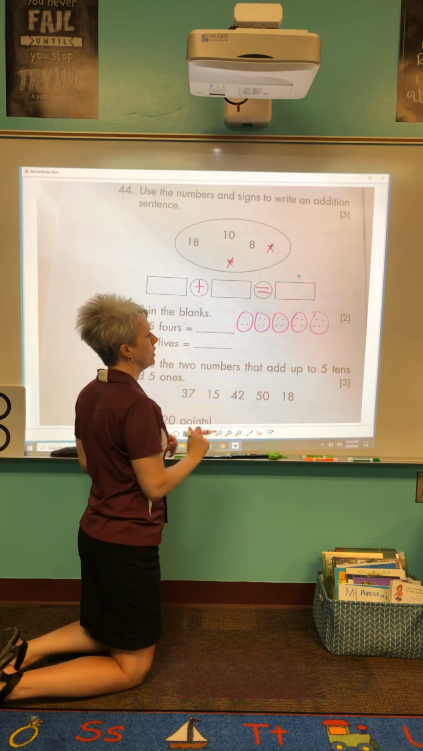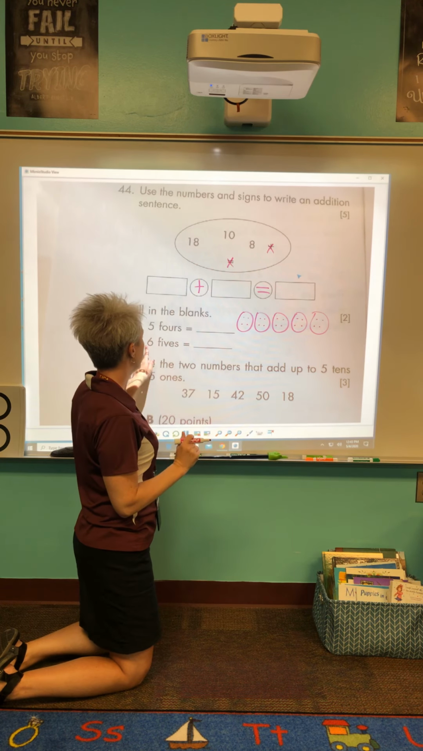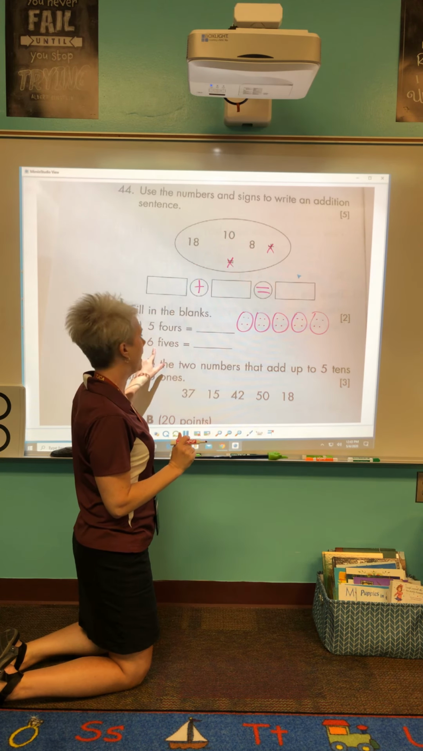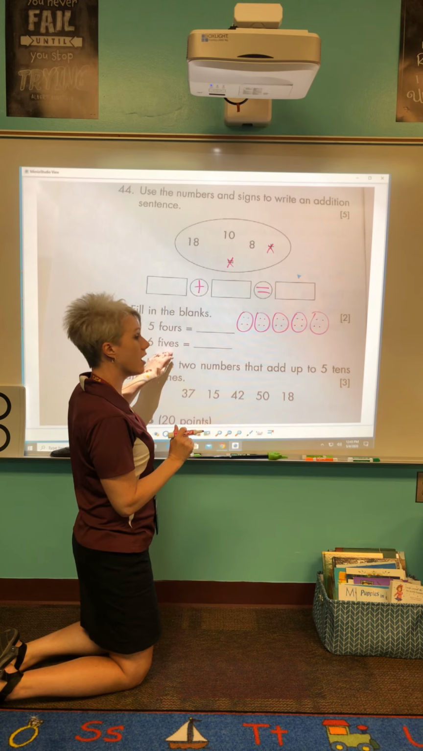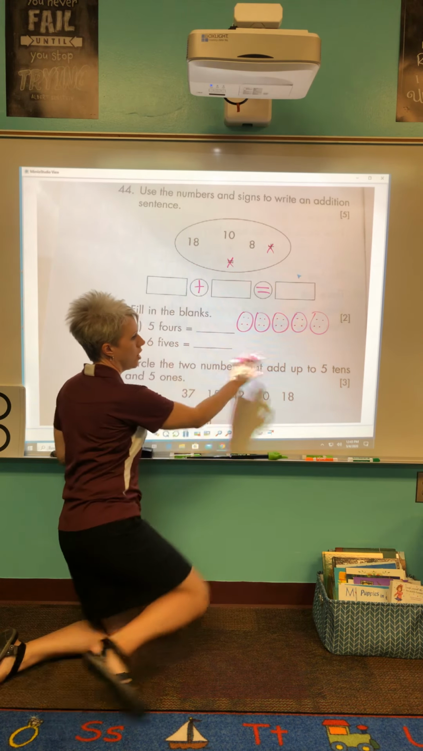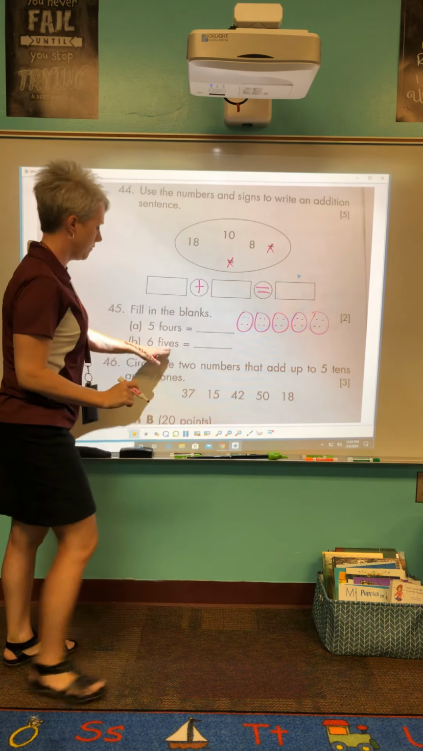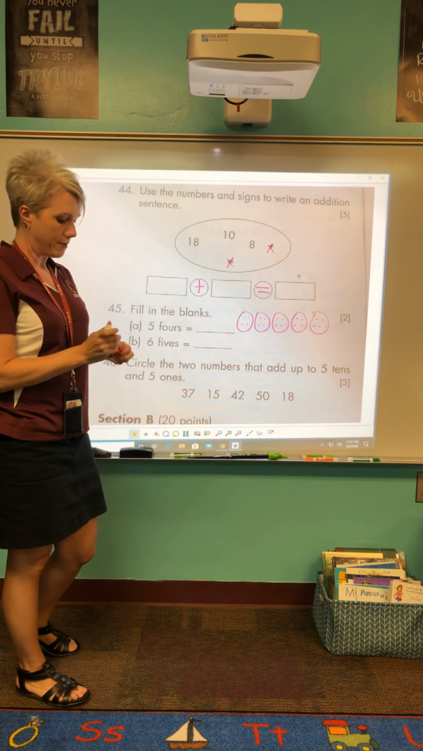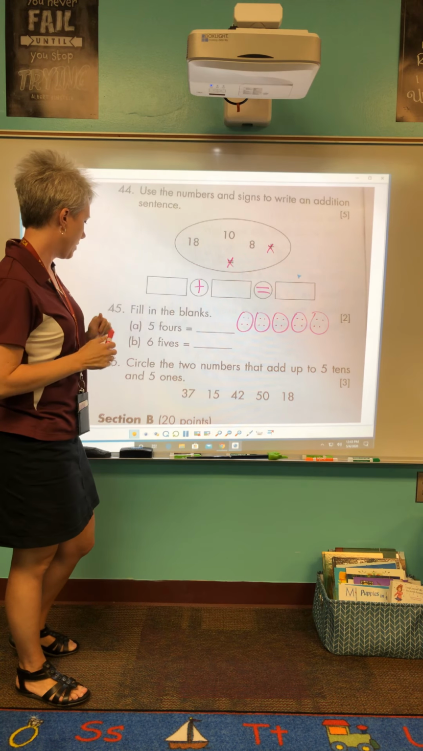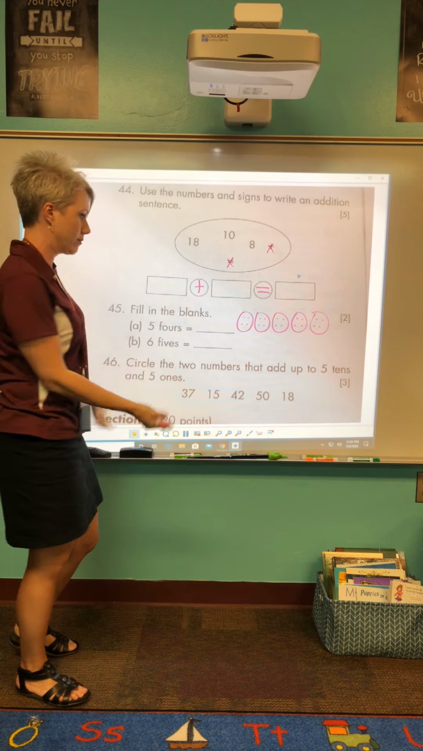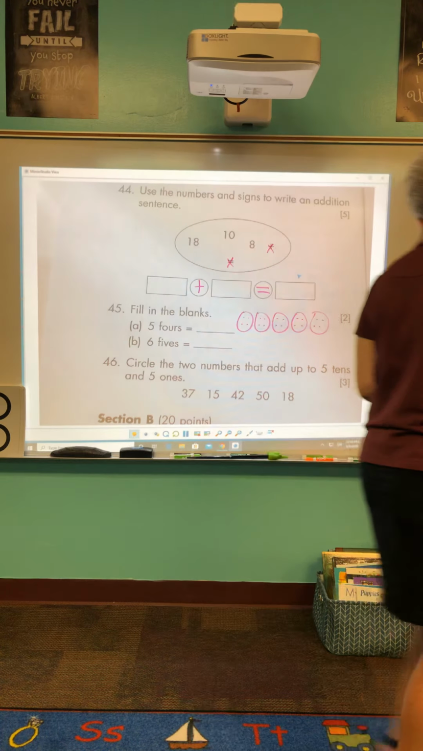Count how many dots you have all together and write it on the line. The same thing here. 6 fives. 6 groups of 5. So you're going to draw your 6 groups, put 5 dots in each group, and count how many you have all together. Okay? You guys work on that. I'm going to slide my paper up.